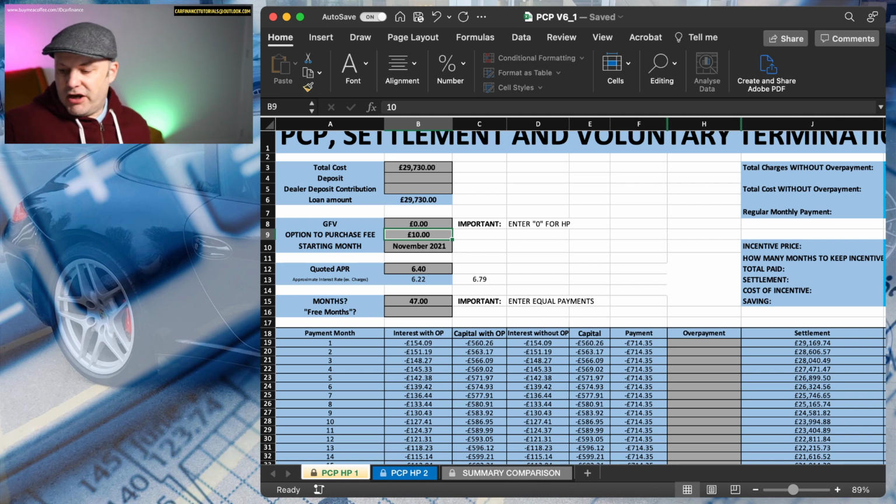So never go into a dealer thinking, and I had it years ago, before I started getting my head around this stuff, I walked away from a dealership thinking, oh, brilliant, I pay my deposit, I've only got to pay this bit, and this bit is optional. Yes, it is. But interest is applied on all of it.